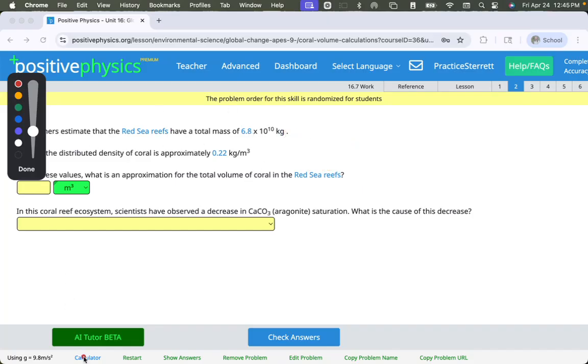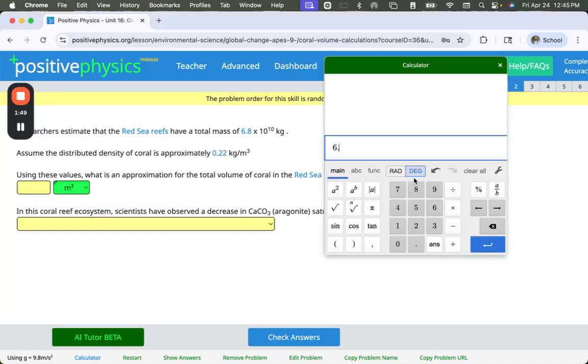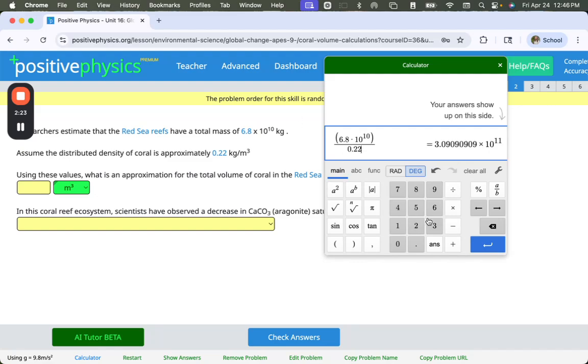So let's do that. So I'm doing times 10.22. So then my kilograms would cancel each other out, and I'm left with meters cubed. And I have 3.09 times 10 to the 11th. When you put that into Sapling, you can use 3.09 E11. And then check your work.